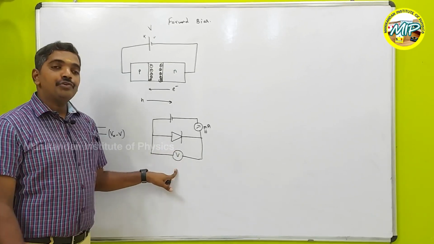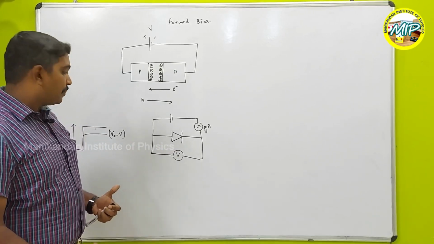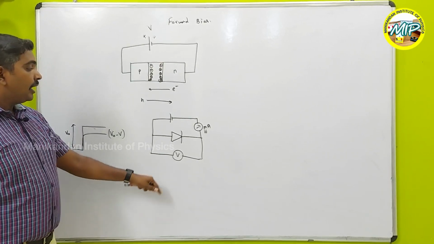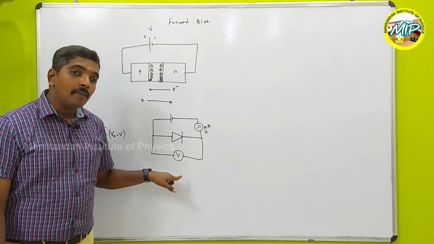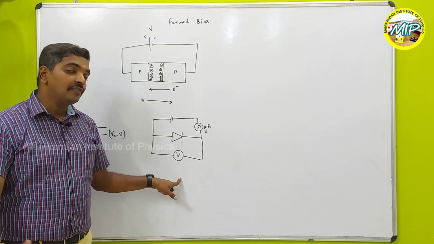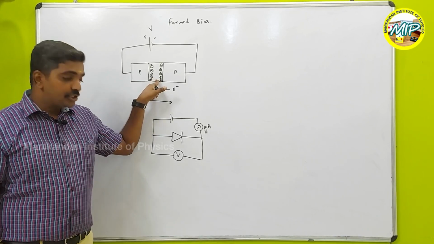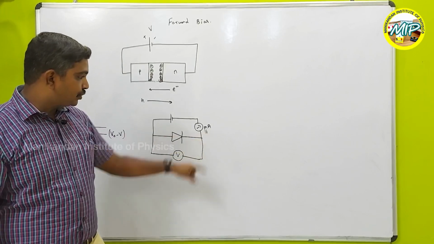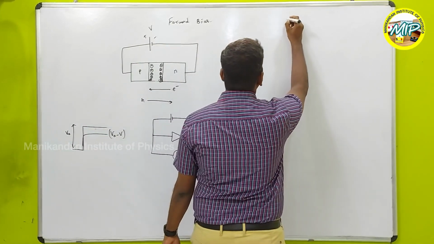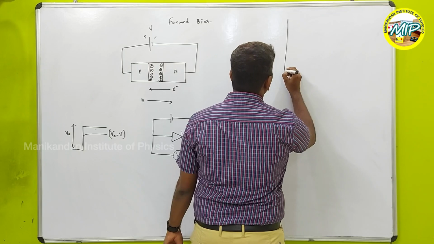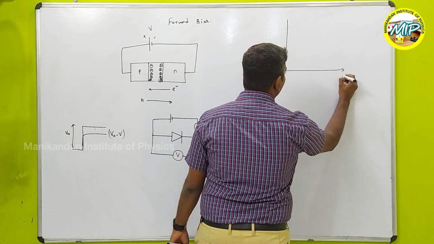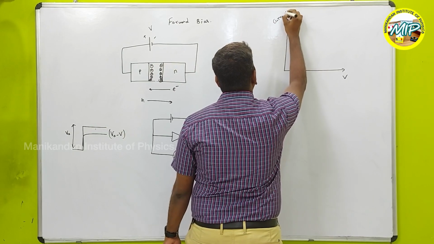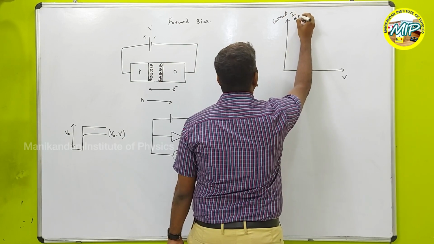So my applied potential reduces the barrier potential, and because of that there is a flow of charge carriers. Here I am able to find the applied potential, or the potential difference across the PN junction, and the current from here. If I plot a graph between these two parameters, we have the applied potential V versus the current I, in milliamperes.